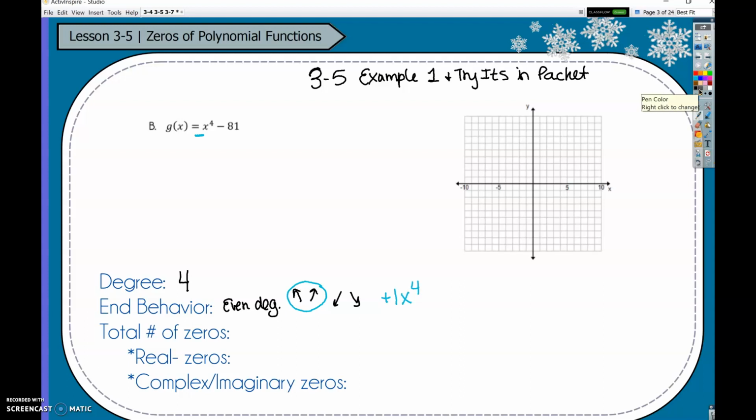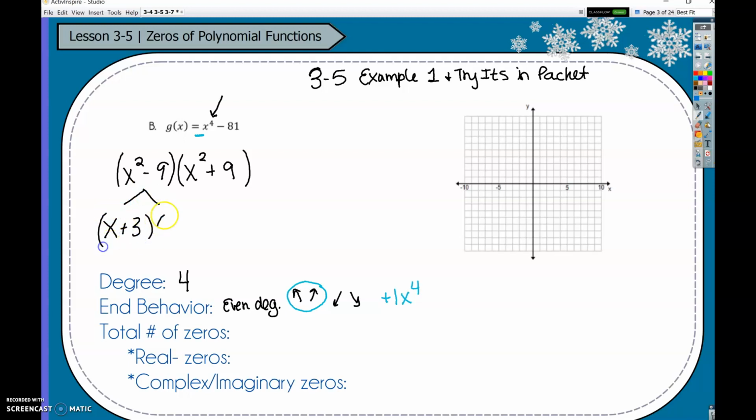The only difference is this is no longer just a quadratic or a squared. There will likely be more factors, and there will definitely be more zeros, but the factoring techniques are a little different. In the last week or so, in section 3.3, you likely were introduced to the difference of squares, and that's what this one is going to need. So if I kept going, this breaks down again into x plus 3 and x minus 3.